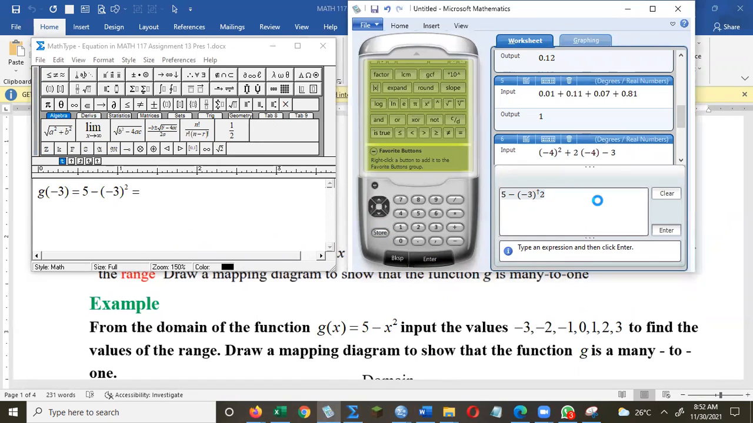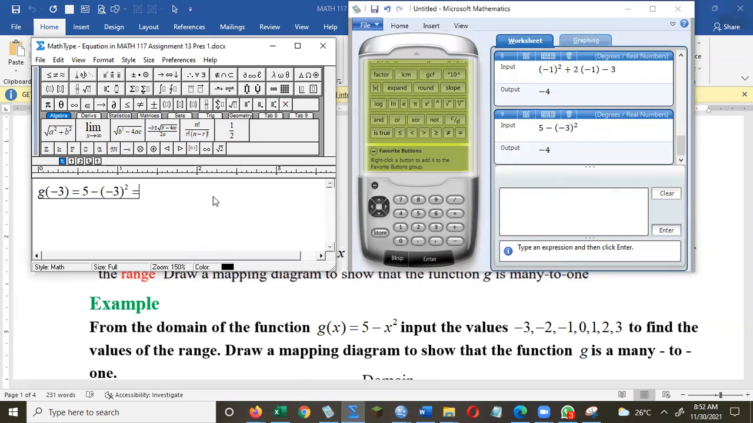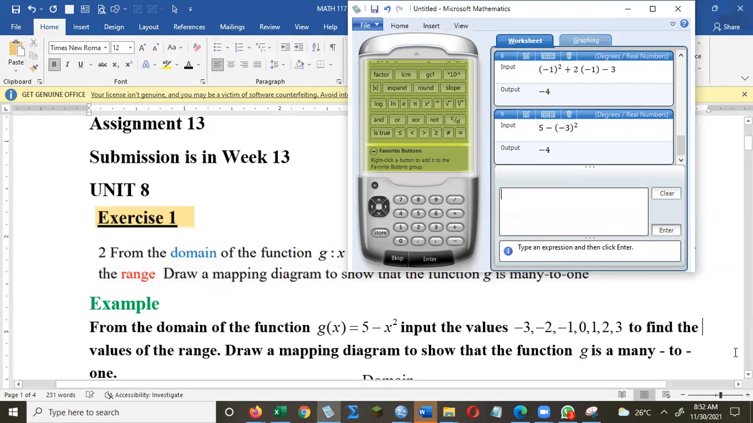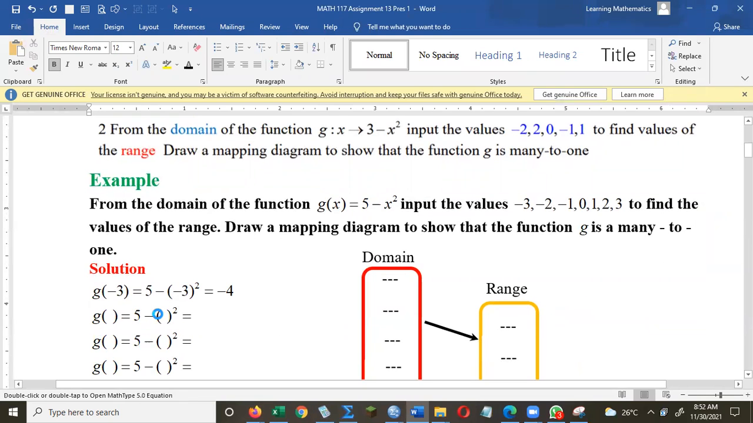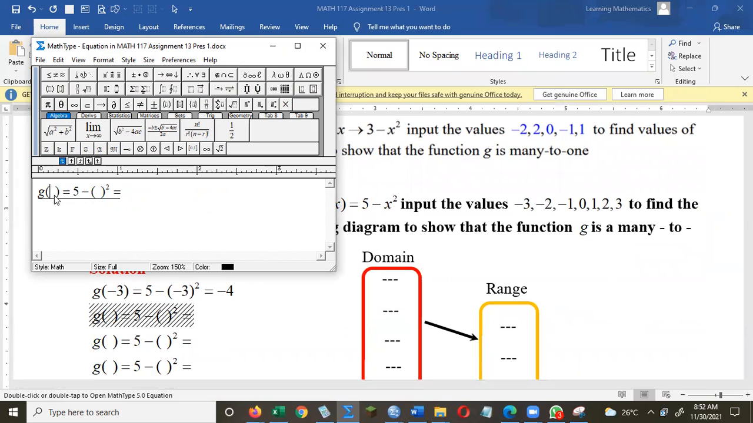Okay, so the answer is -4. See if you get -4. All right, so the first answer is -4. Let's move on. What number comes in that bracket there? G, open bracket, 5 minus, open bracket, close bracket squared. What number comes in this bracket? Someone said -2. So anytime I ask a question, I just want to see we are following.